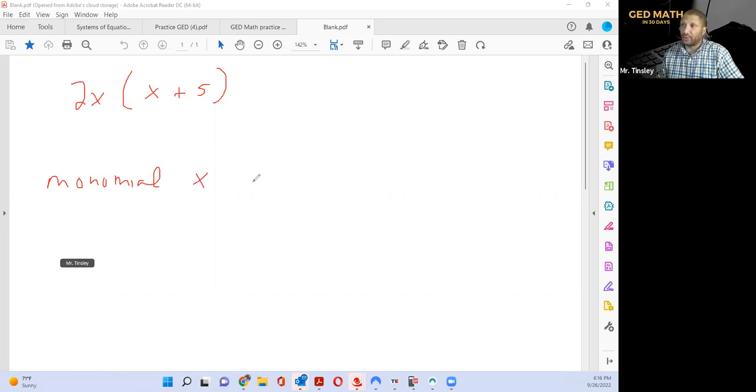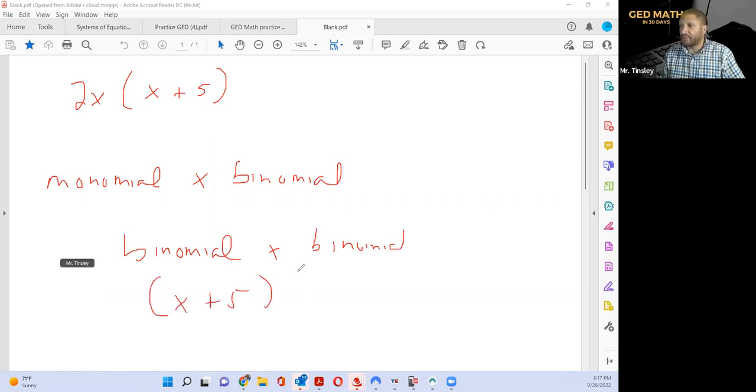This is a monomial times a binomial. Monomial meaning a term with one term, and a binomial is one with two terms. A binomial times a binomial would be something like x plus 5 times x plus 3. So don't get confused by the vocabulary. All you're doing is this distributive property and your exponent rule.